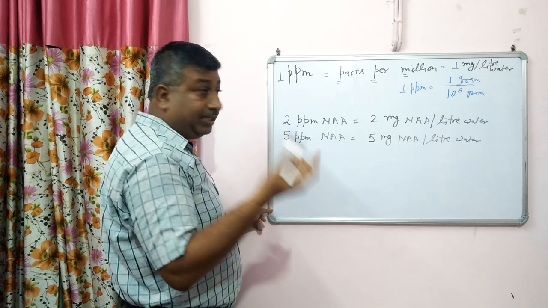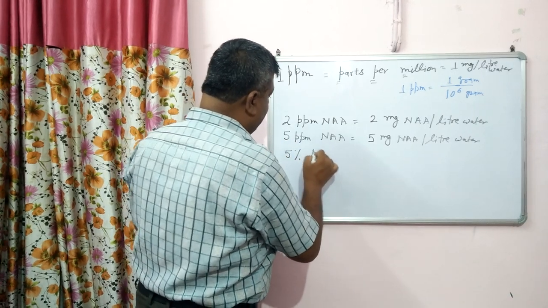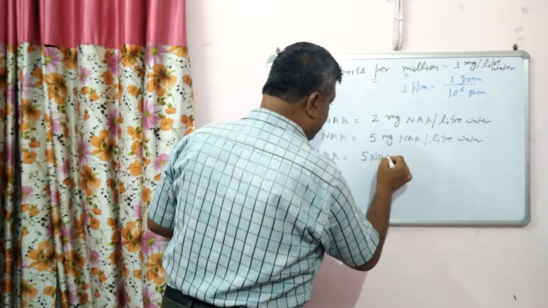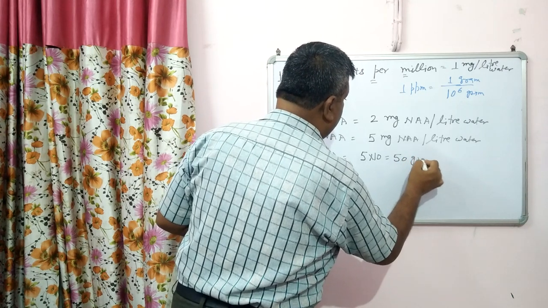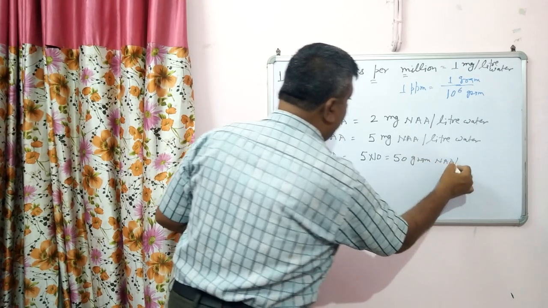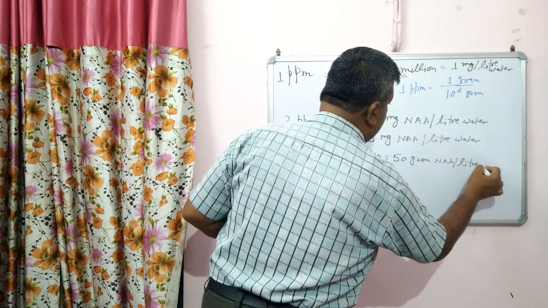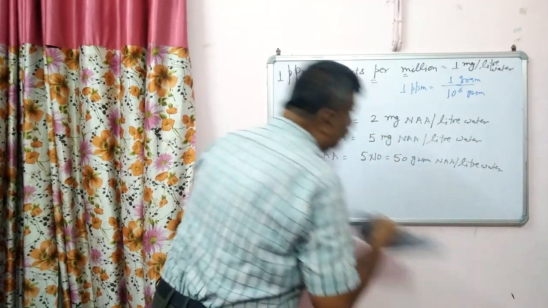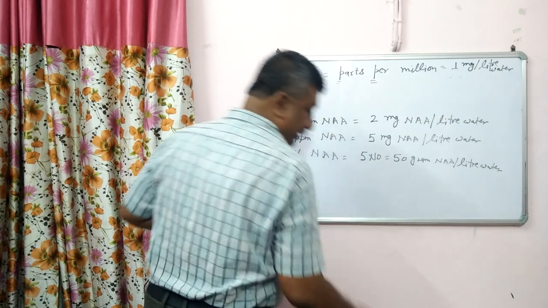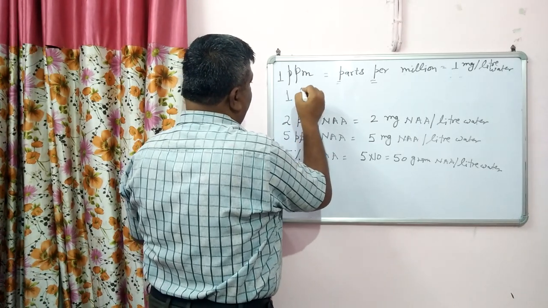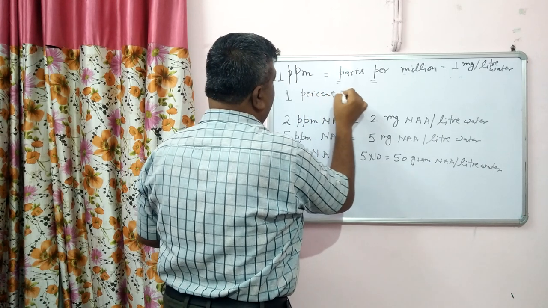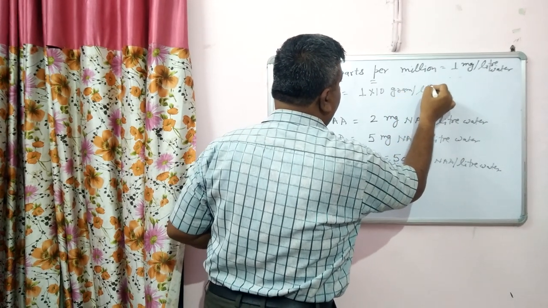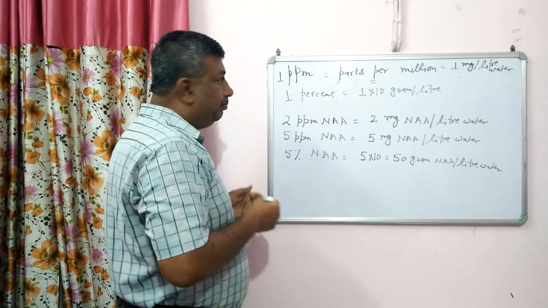Suppose you want to make percent, percent is different. If we want to make 5% naphthalene acetic acid solution, then it is 5 multiplied by 10, now it is gram. Okay, so it is 50 gram NAA dissolved in 1 liter water. So this is the difference in ppm and percent solution. So we can say 1% is equal to 1 multiplied by 10 gram per liter.